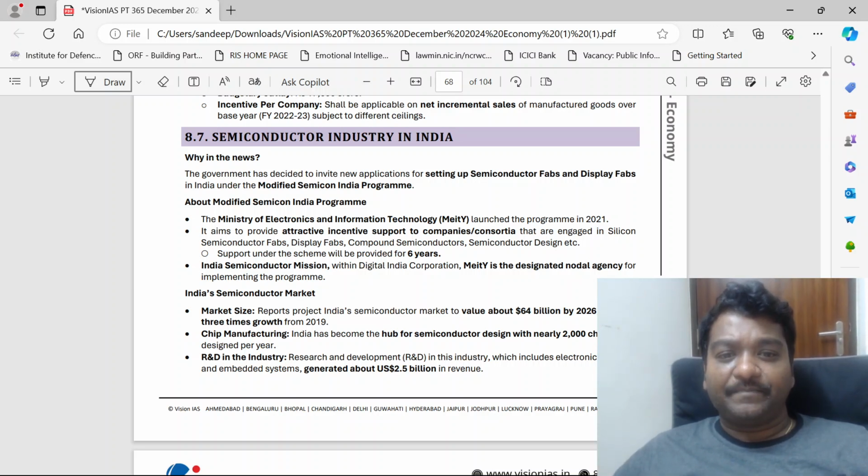Semiconductor industry, semiconductor fabs and display fabs in India under the modified Semicon India program.